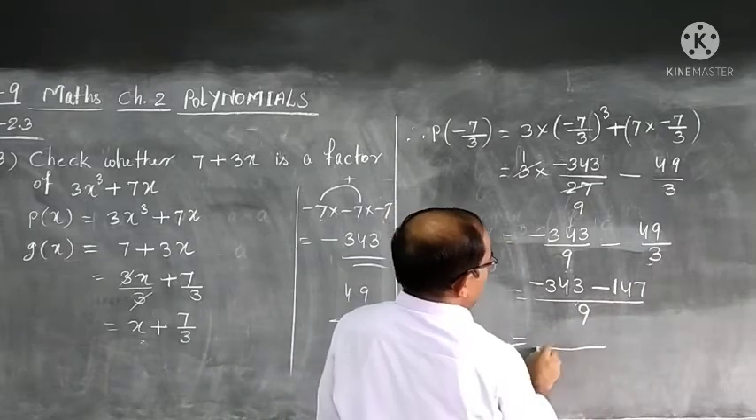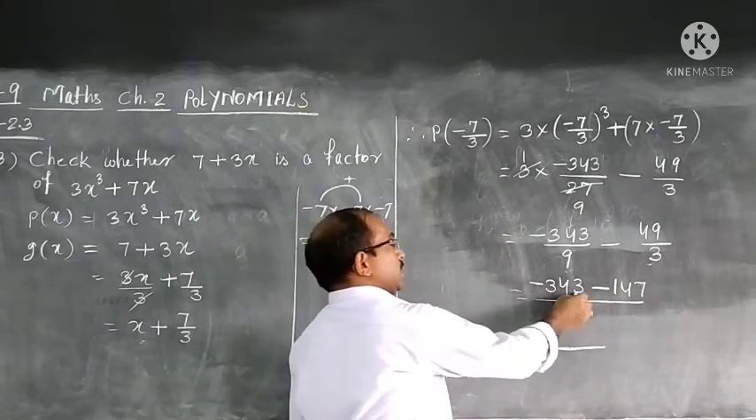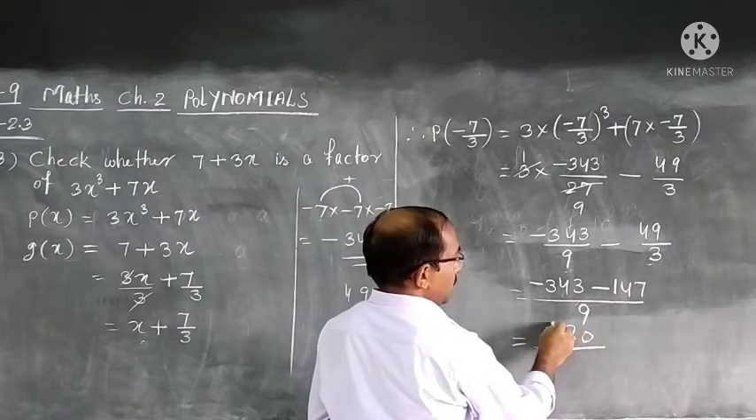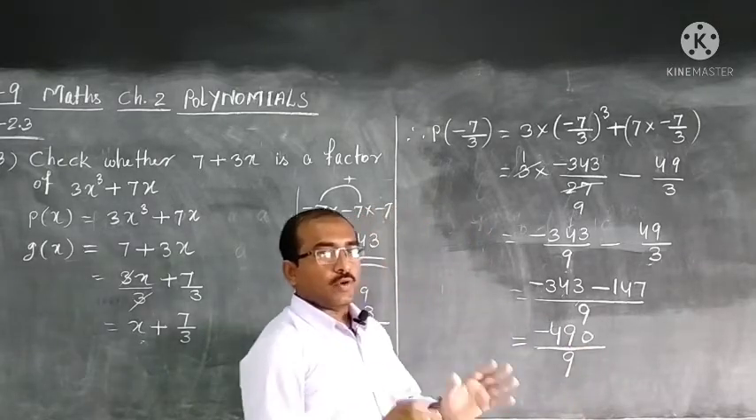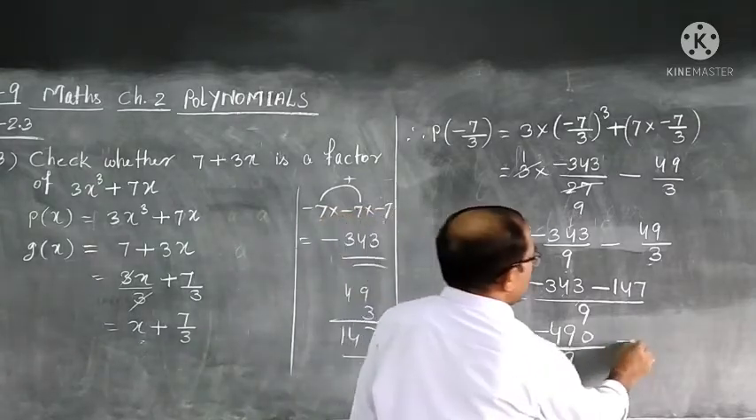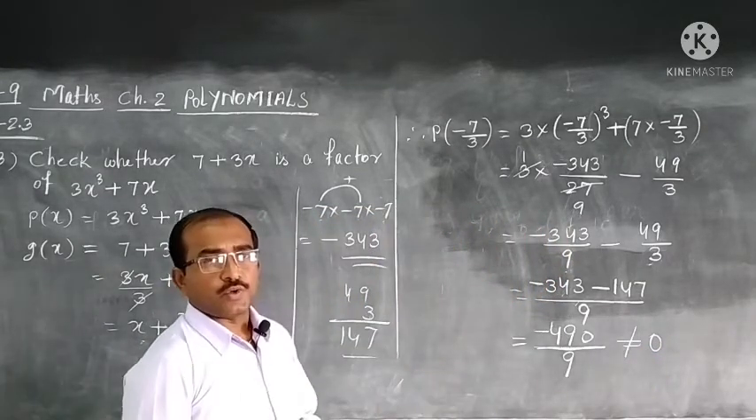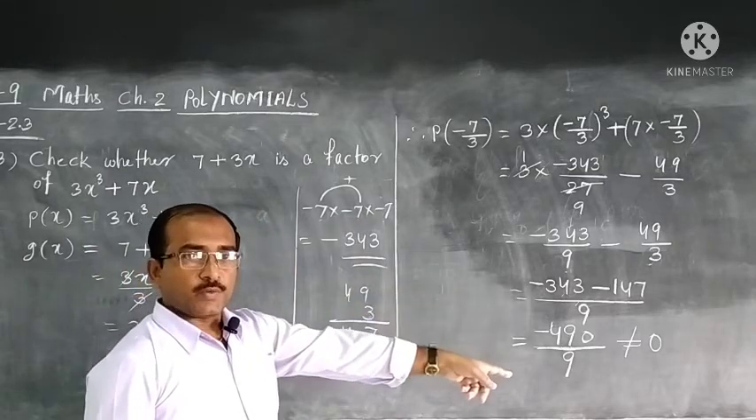Both are negative, I mean both have the same sign, so we will add. We get 343 plus 147 is 490, minus 9. Nothing else we can do here. We got the remainder minus 490 by 9. Surely that is not equal to 0. So, the remainder is not equal to 0. So, that is not a factor, otherwise we were supposed to get remainder 0.